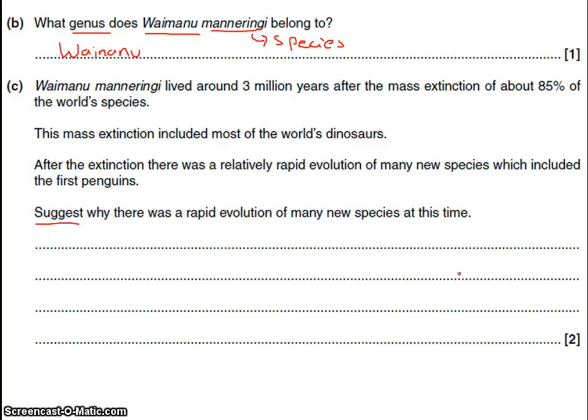The second mark for this is that there are more niches available, and what we mean by that is that there are more potential safe habitats for mammals and other smaller animals to occupy because they're no longer in fear of the dinosaurs.